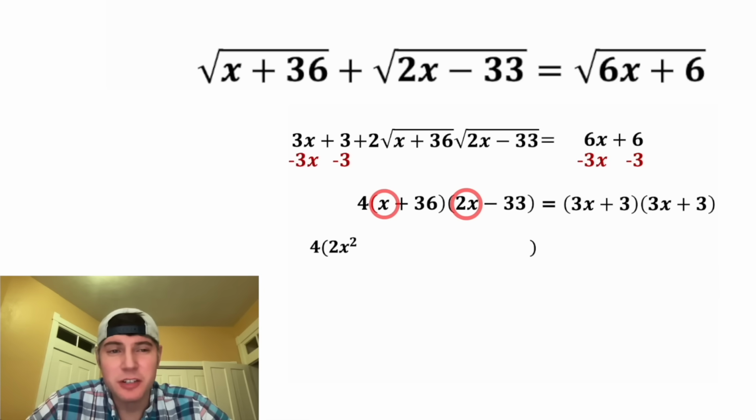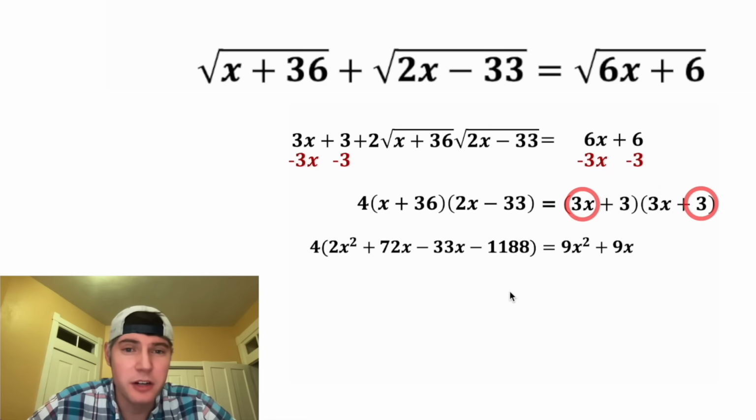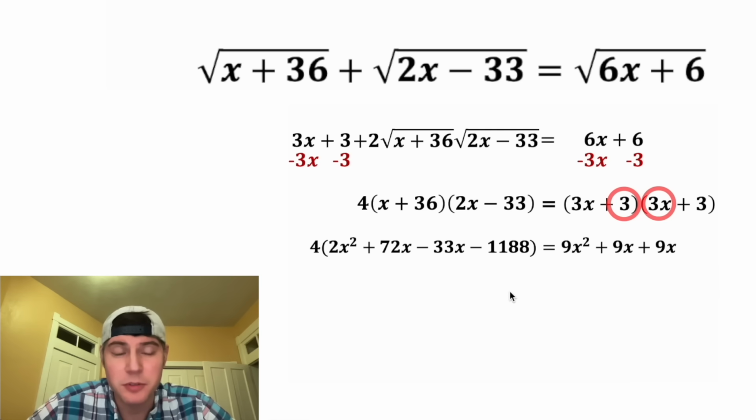X times 2x is going to be 2x squared. 36 times 2x is going to be 72x. X times negative 33 is negative 33x. And 36 times negative 33 is negative 1188. And on the right-hand side, 3x times 3x is 9x squared. 3x times 3 is 9x, 3 times 3x is 9x, and 3 times 3 is 9.